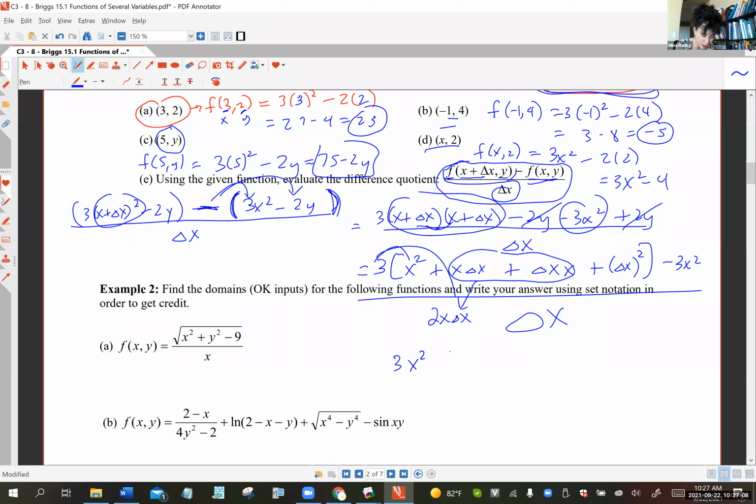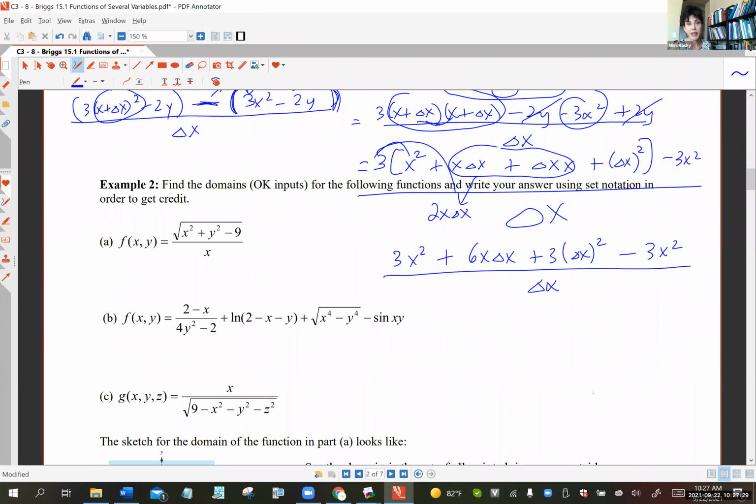So I'm going to have 3x squared plus 3 times 2, which is 6x delta x, plus 3 delta x getting squared. I know, this is just nuts, sorry. And then minus 3x squared. And that's still all over the denominator delta x. Are we getting close to being done? Yes. The 3x squareds cancel.